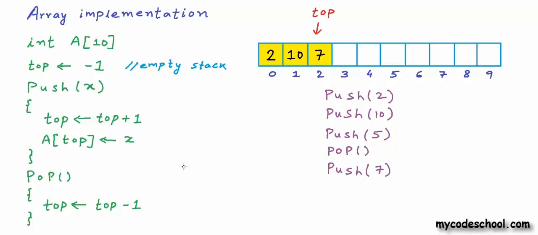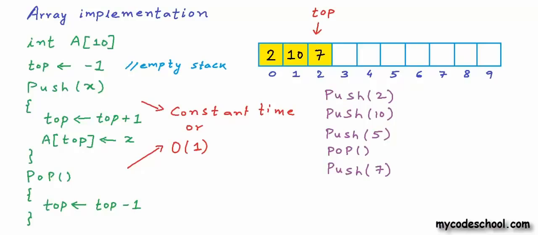While defining stack ADT, we had said that all the operations must take constant time, or in other words, their time complexity should be big O of 1. In our implementation here, both push and pop operations are big O of 1.